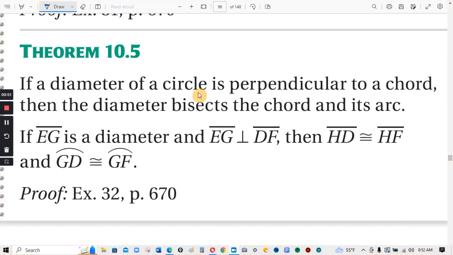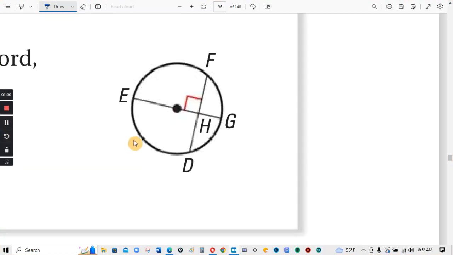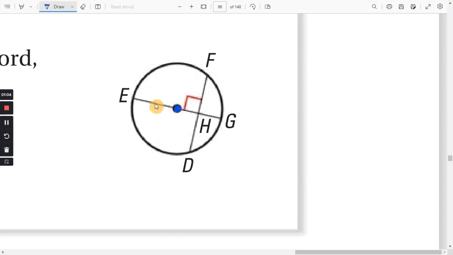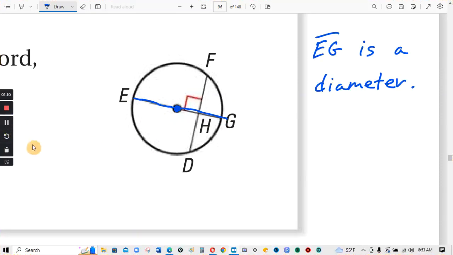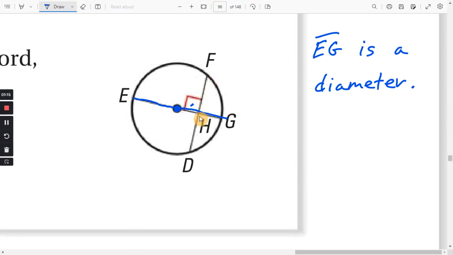If a diameter of a circle is perpendicular to a chord, then the diameter bisects the chord and its arc. So we have to assume that this is the center right here. And this chord that passes through the center is a diameter. And we can see here this diameter makes a right angle with this chord right here.